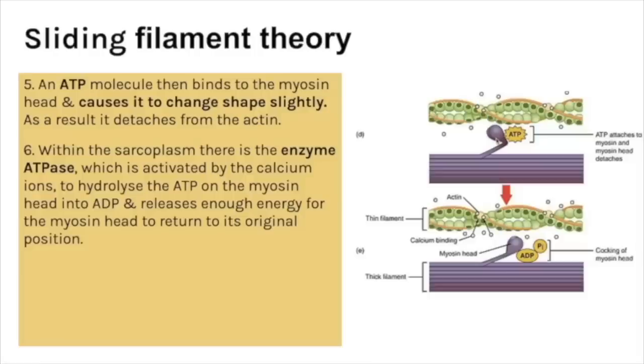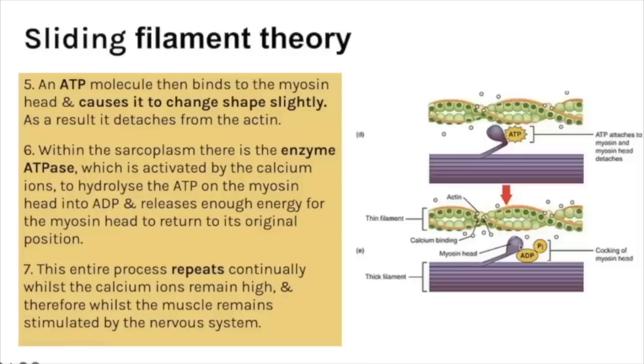Within the sarcoplasm, there's an enzyme, ATPase, and that is activated by the calcium ions that were released in the sarcoplasm. So as long as you still have the stimulus causing these calcium ions to be released, then the next step will happen to trigger even more contraction. So that enzyme ATPase is going to hydrolyze the ATP that was attached to the head into ADP and Pi. And that now releases energy for the myosin head to return back to its original position. And then we're back to the start again.